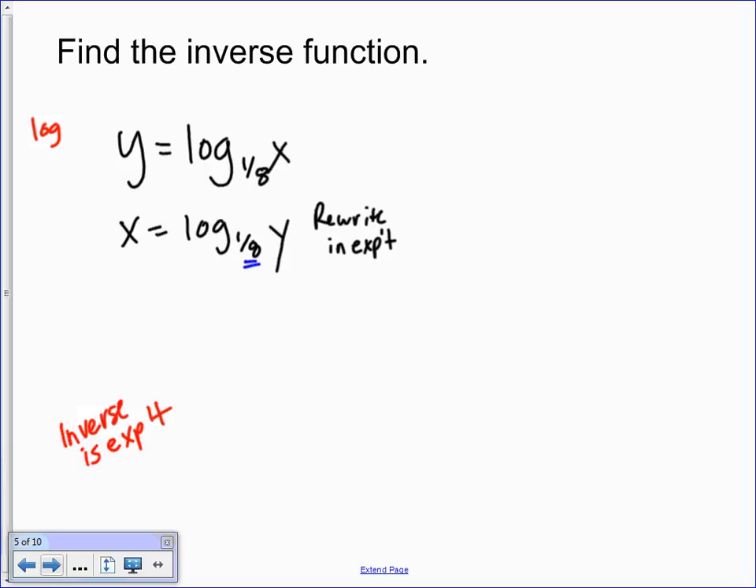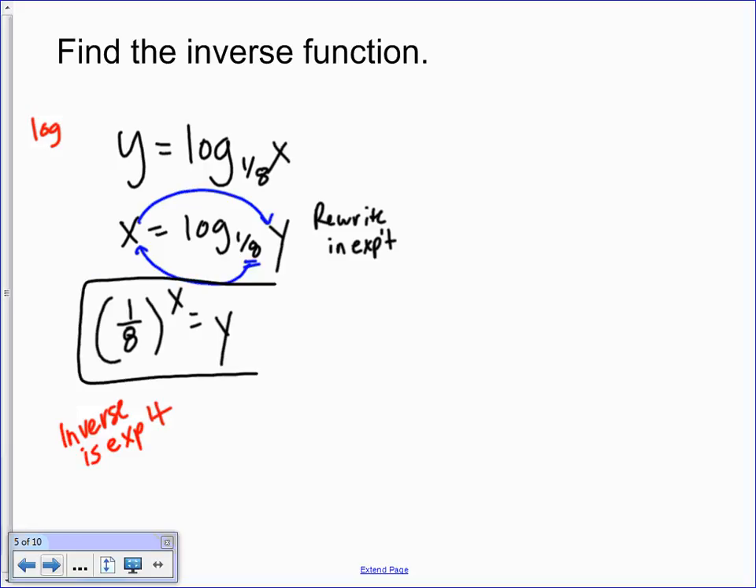1/8, because you start at the base of the log. So we're going to say 1/8 raised to the x, always make sure you go around the equal sign to get your next piece, equals, go into the log y. Have you just solved for y? Yeah. So there's your inverse. Is your inverse equation an exponential equation? Yeah.